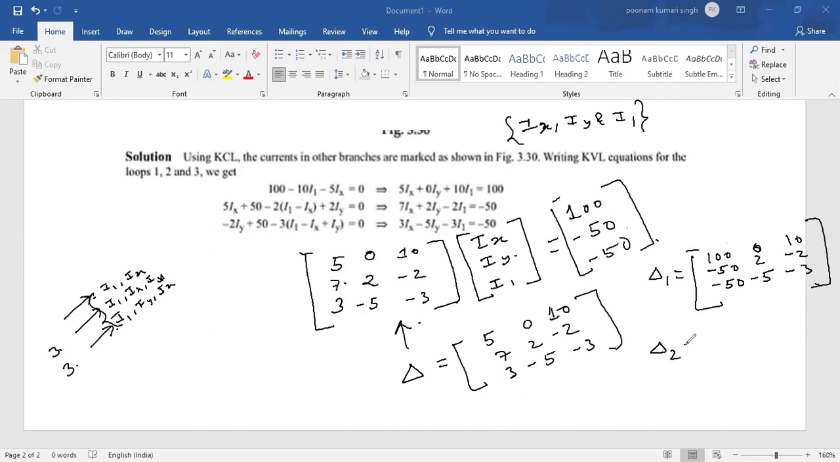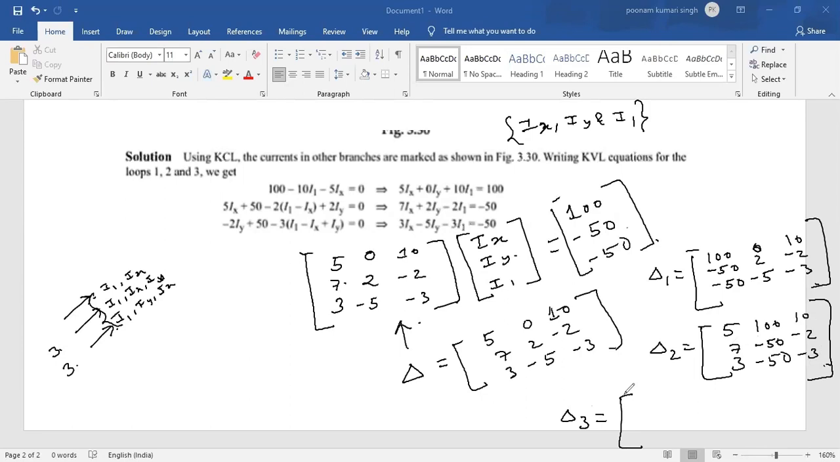Now similarly the same concept applies to delta 2. Now you will be replacing the second column with this constant value. So this will be 5, 7, 3, 100, minus 50, minus 50, and 10, minus 2, minus 3 as it is. Okay, so this is our delta 2. Similarly, what should I do for delta 3, students?